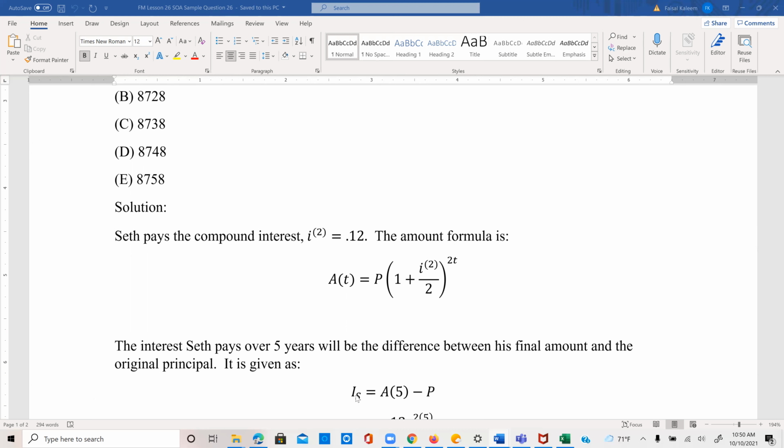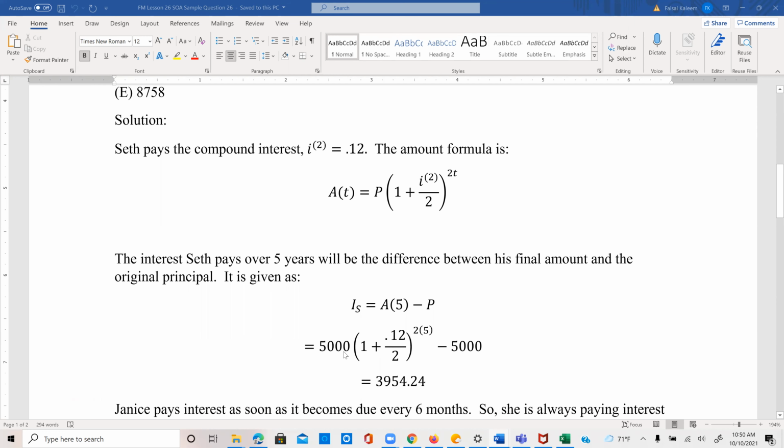So the interest for Seth will be the amount he pays at the end of 5 years minus the principal, because the difference between what he pays and the principal has to be the interest. So 5,000 times (1 plus 0.12/2) to the power 2 times 5, that's the amount, and then you subtract the principal, which is 5,000, and that comes out to be 3954.24. So that's the amount of interest that Seth pays over the 5 years.